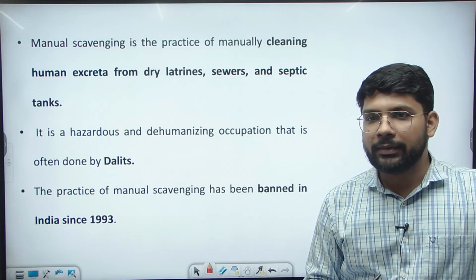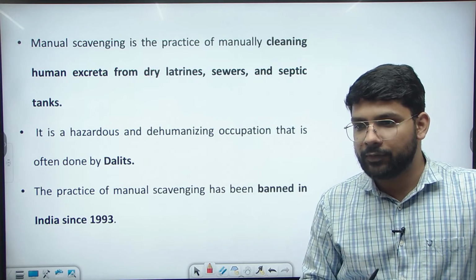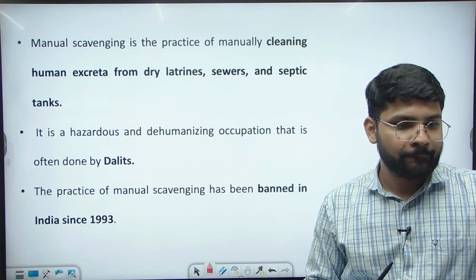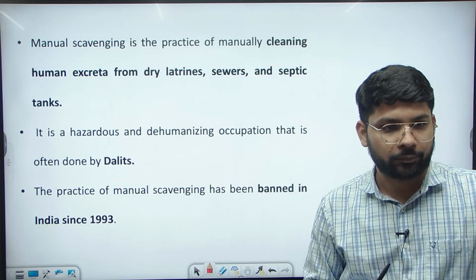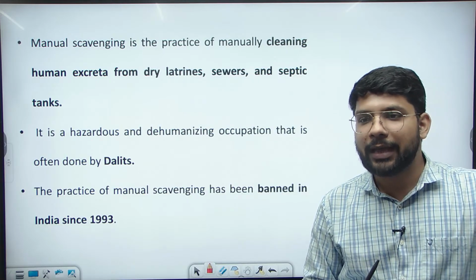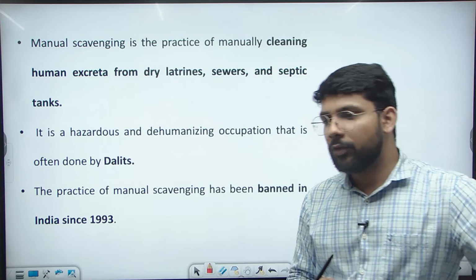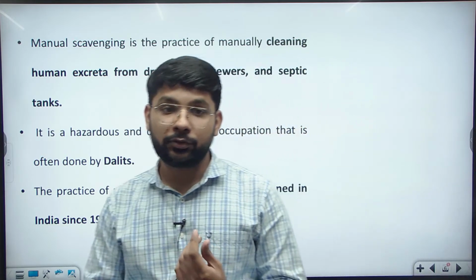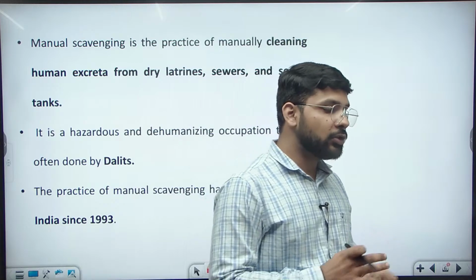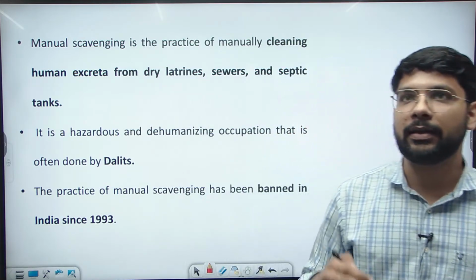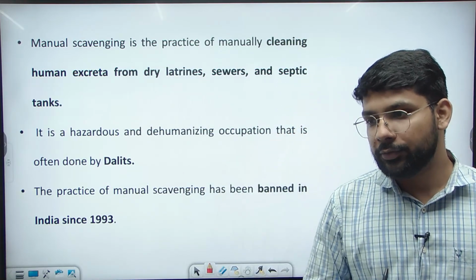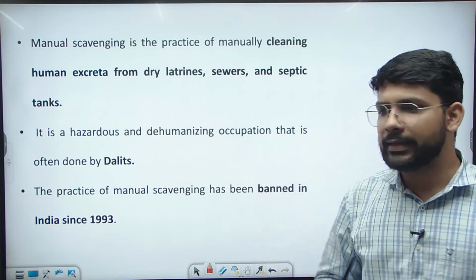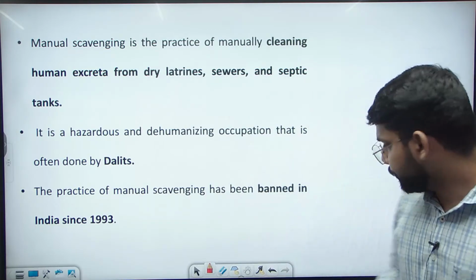Anybody can tell me the deaths in the last 5-6 years from manual scavenging? It's more than 1,000. In the last 4-5 years, there have been more than 1,000 deaths due to manual scavenging. You should also know about the states which have the highest deaths due to manual scavenging. So we will see all this data related to manual scavenging.